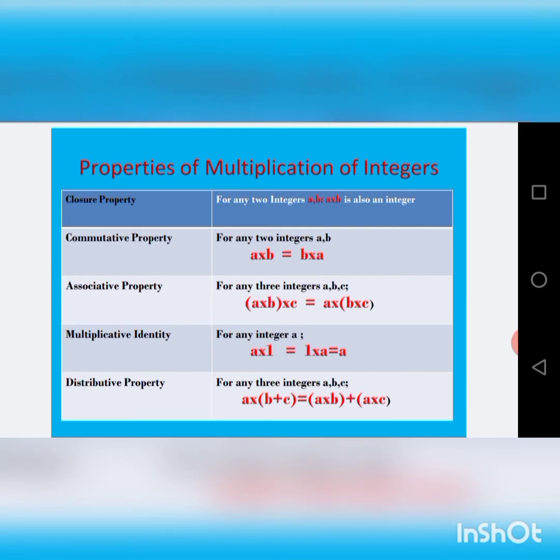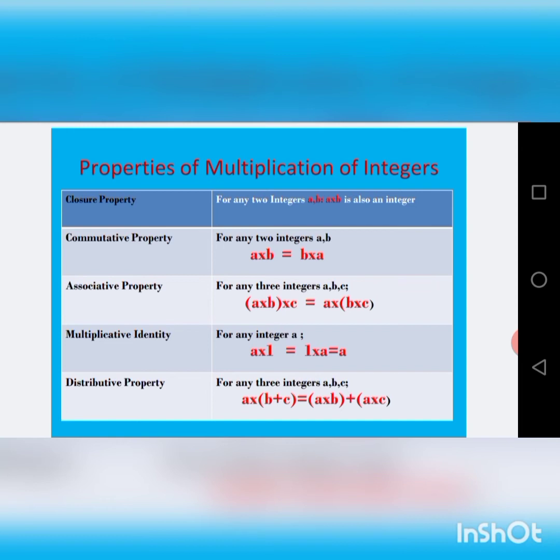Multiplicative identity. For any integer a, a into 1 is equal to 1 into a is equal to a. Therefore, 1 is the multiplicative identity of integers. Previously we have seen 0 is the additive identity of integers. Here for multiplication, 1 is the multiplicative identity.